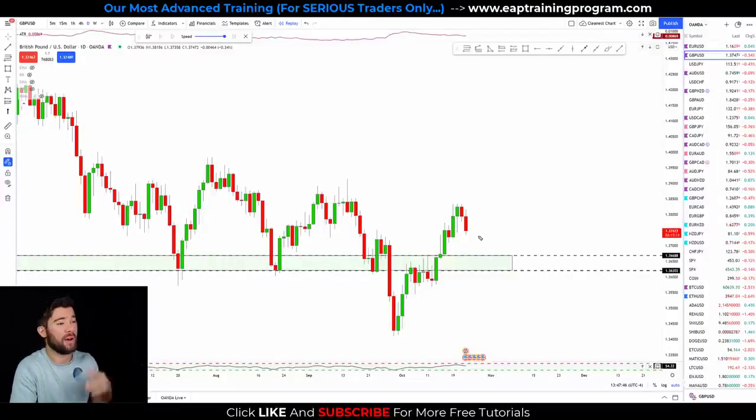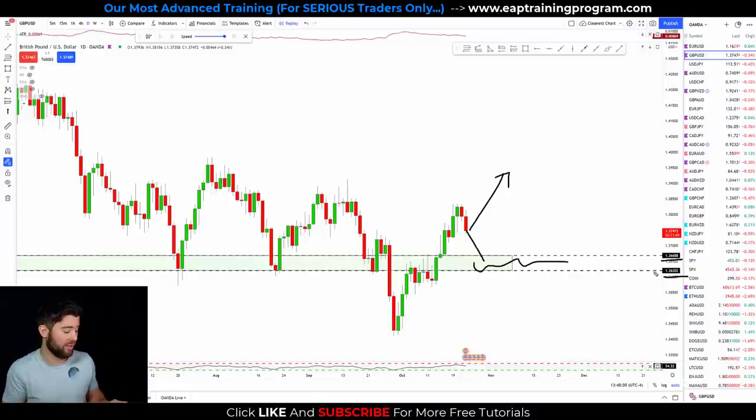Here on the pound dollar, I'm waiting for price to pull back into this area. If we don't pull back, then price just continues. I don't have a trade. That's totally fine. I'll look for the next trade. If price does pull back in this area is where I'll look for those chart patterns.